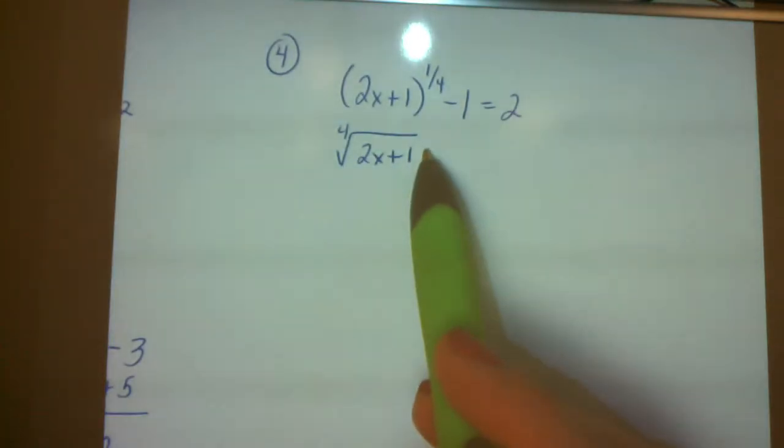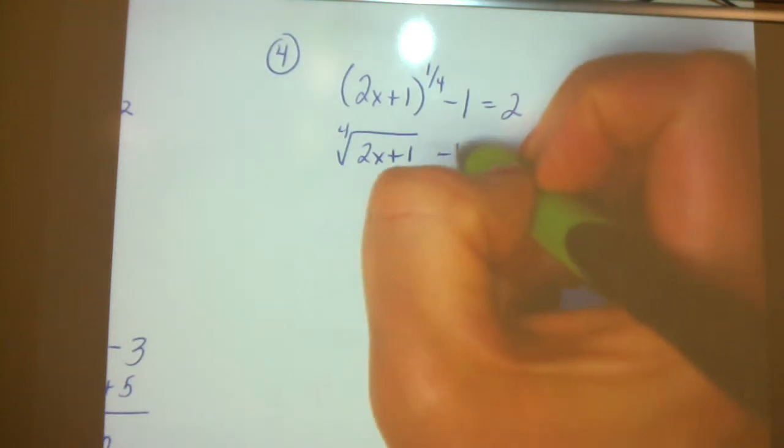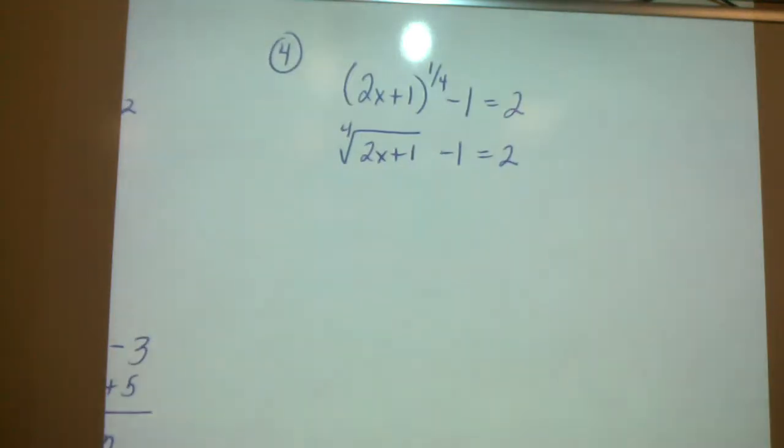So I don't need to put 2x plus 1 to the first. I don't need to do that. And that minus 1 is on the outside of that radical. That minus 1 doesn't go underneath. Okay, let's go through and solve here.